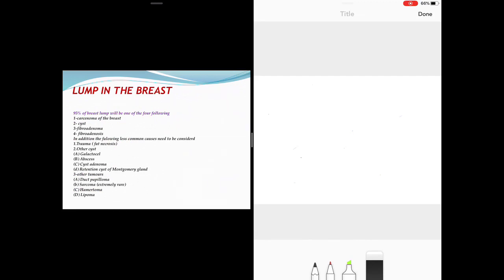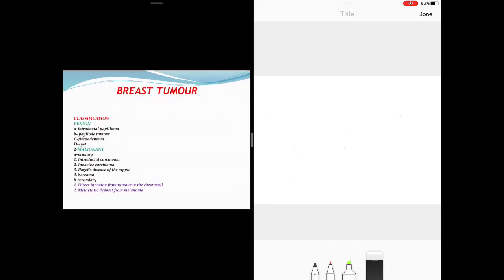Lump in the breast. What does lump in the breast mean? 95% of breast lumps will be one of the four following, in a patient complaining of a breast lump. This 95% is one of these four: either carcinoma of the breast, or cyst, or fibroadenoma, or fibroadenosis. In addition, the remaining 5% may be trauma, galactocele, abscess, cystadenoma, retention cyst, Montgomery gland for example, meaning other causes.